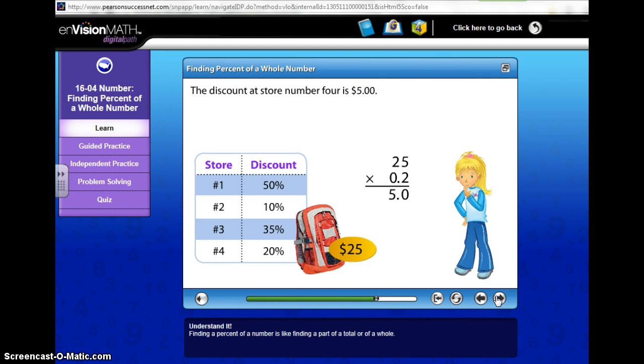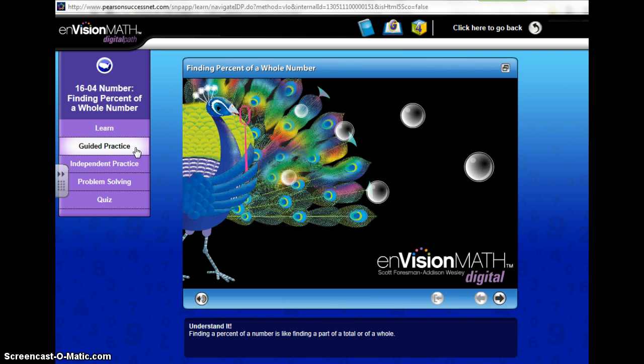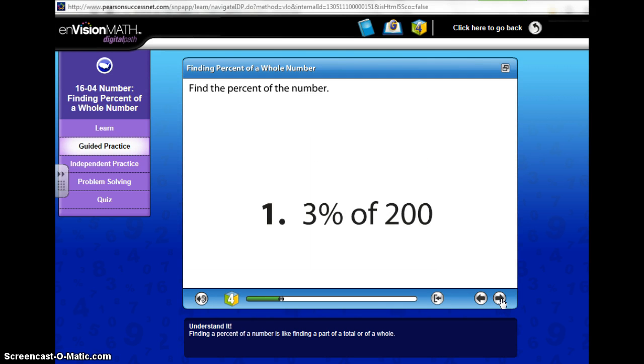Okay, good work. Let's open up your iPad to a blank page. And we are going to do this one together. We want to know, now we're not dealing with money anymore. There's no dollar signs on this question. What is 3% of 200?